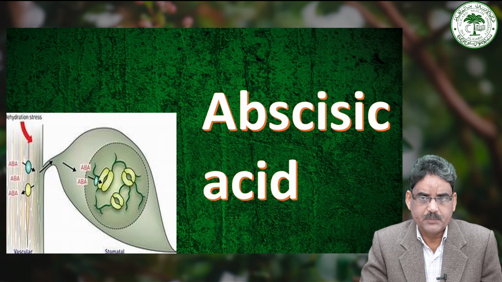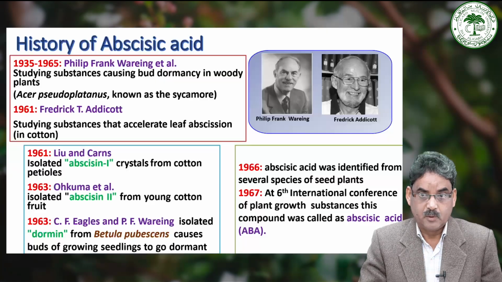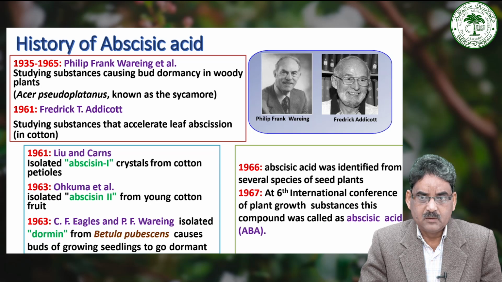From 1935 to 1965, research focused on investigating substances responsible for bud dormancy in woody plants, particularly the sycamore, also known as Acer pseudoplatanus. Moving forward to 1961, Addicott initiated research exploring compounds that promote leaf abscission, particularly in the early 1960s, when a pivotal breakthrough unfolded in the realm of plant physiology.